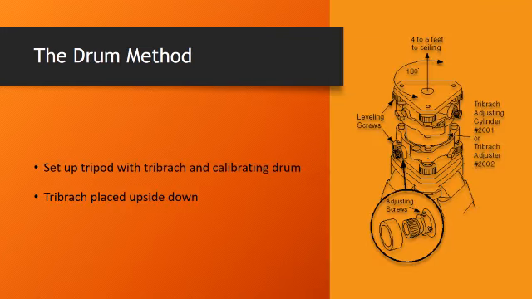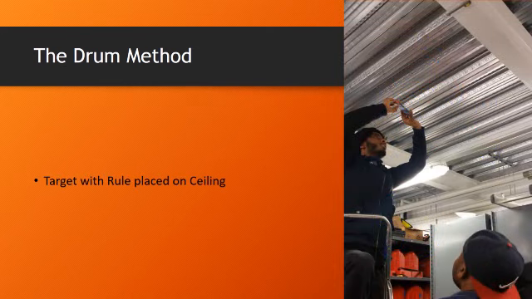Another method we used to try and test the optical plummet was the drum method. The drum method is as follows. A tribrach is set up and leveled on a tripod, and the drum is placed on top of that tribrach. Another tribrach is placed on top of the drum upside down. This enables you to see the ceiling through the optical plummet. A target was placed on the ceiling together with a ruler.